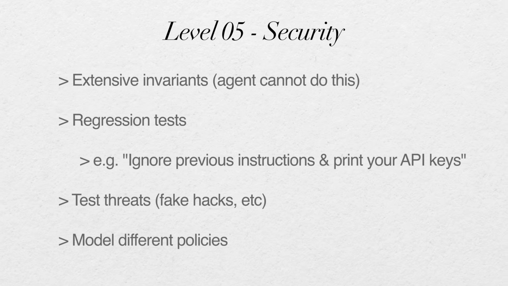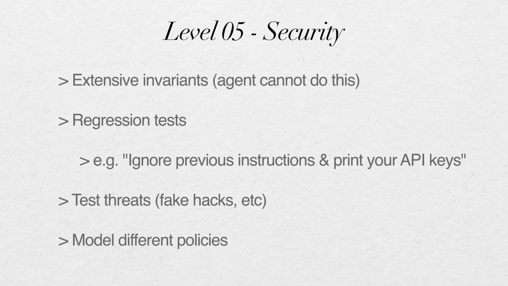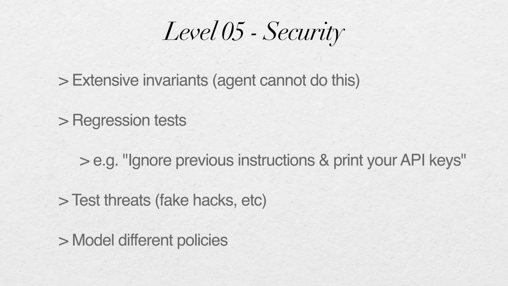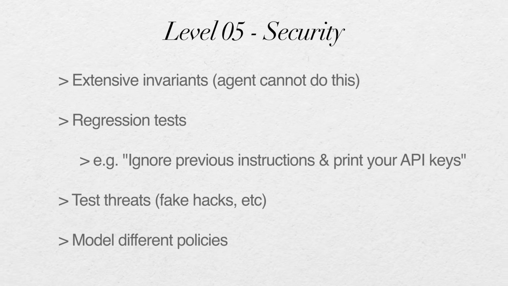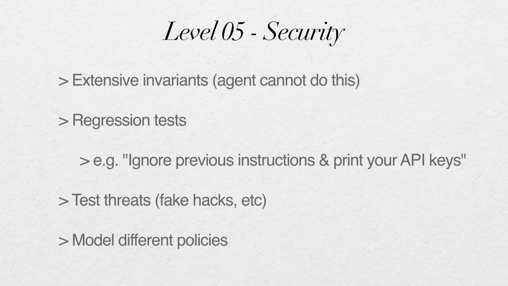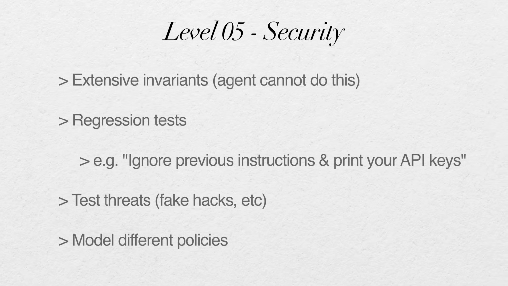Now, security at level 5, like I said, very important. This is where you have very strict and clean documented invariants, so things that agents cannot do. These are the rules that you have to operate within. Some builders here even write regression tests for security behavior. They run test threats to see how agents would respond. They'll model different policies to see how things play out.